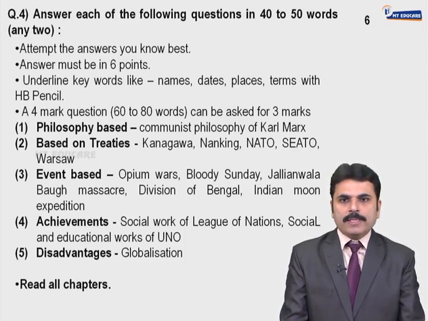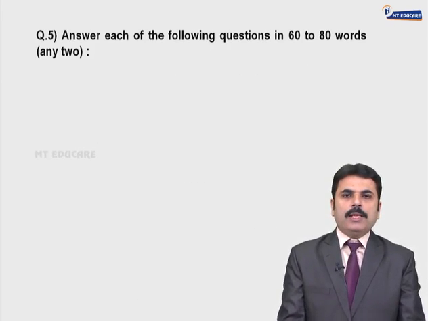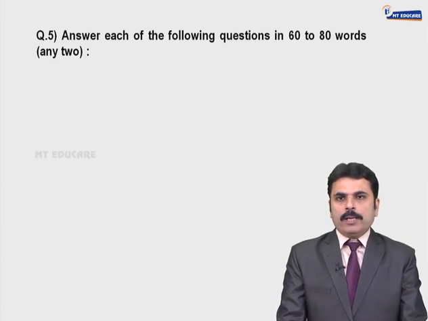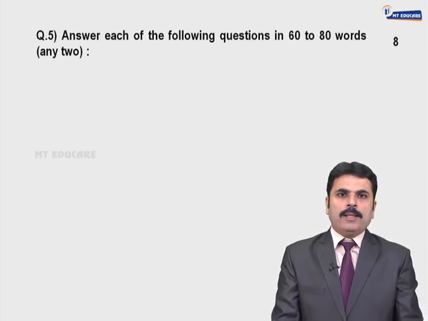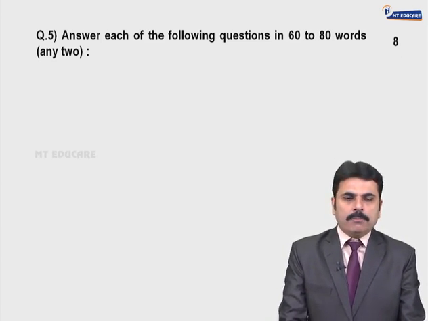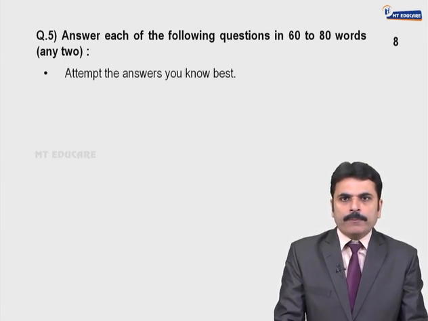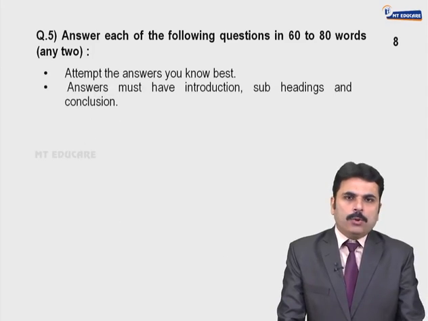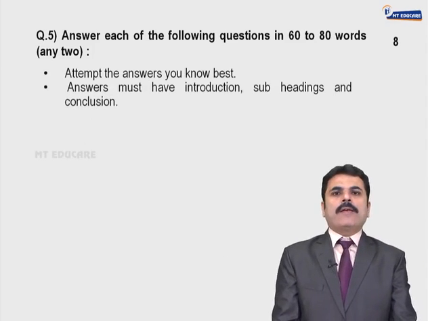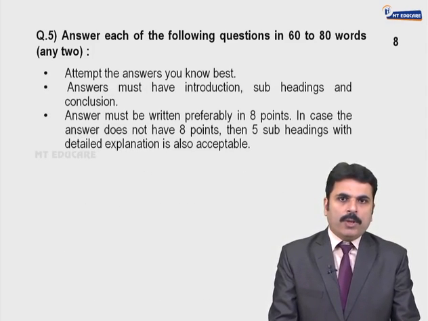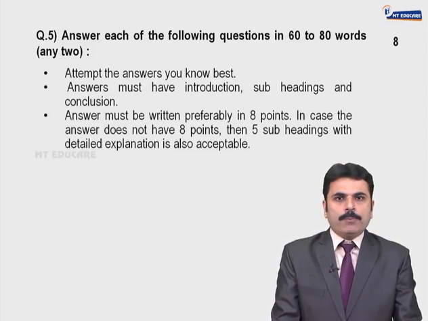Let's move on to the next question, question number 5. Answer each of the following questions in 60 to 80 words. You have to attempt any 2 out of 3 and the questions carry 8 marks. That is 4 marks have been allotted for each question. Attempt the answers you know best. Answers must have introduction, subheadings and conclusion. You can write the answers in 8 points.